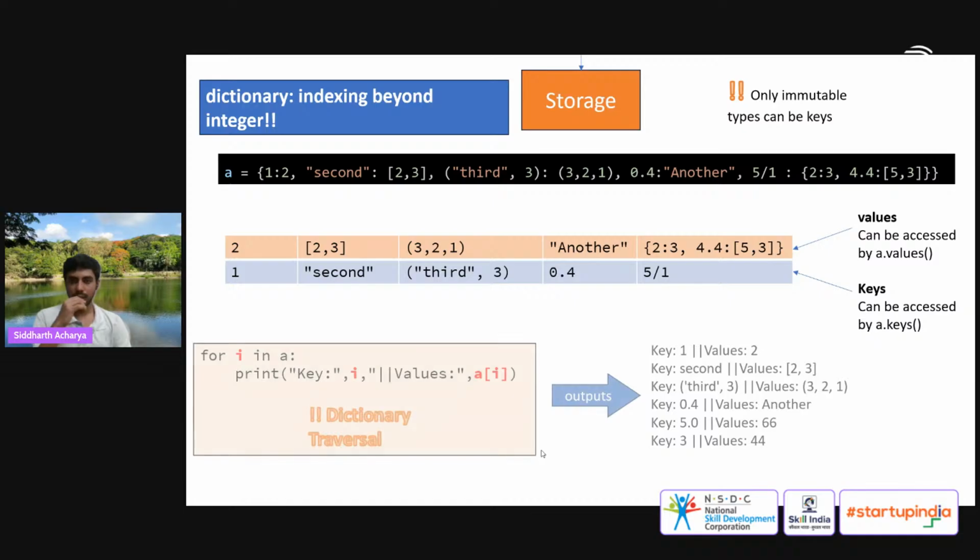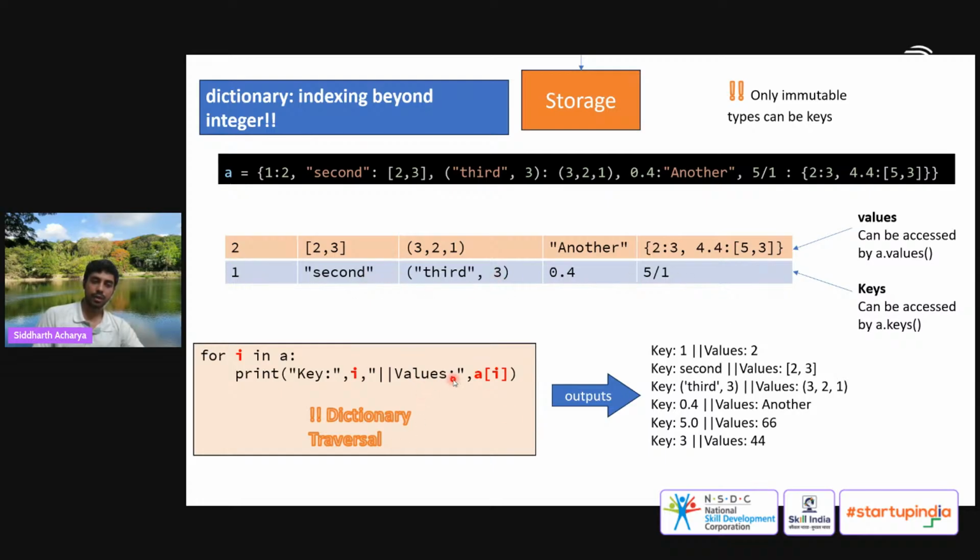Now, this is how you can traverse a dictionary. For i in a, i takes all the keys present in a. So if I do for i in a, i will take the value 1, then 2, then (3, 3), 0.4, and 5 by 1, which is basically 5.0. So the variable i will take the keys.